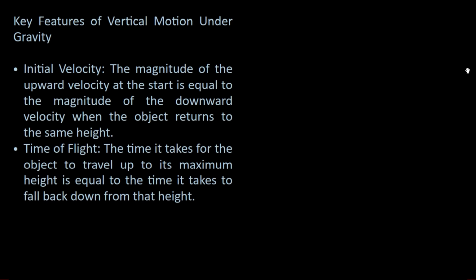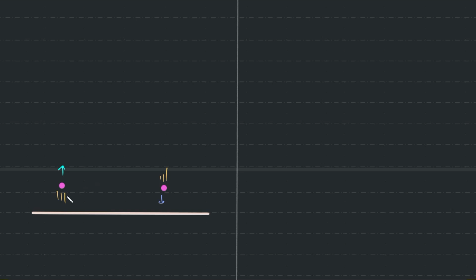We have seen that when we throw a ball into the air, it comes back. But there are certain aspects of this motion that we can be sure of, and that's what we are learning in this video. That is, we're looking at the key features of vertical motion under gravity. The certain properties I'll explain will make more sense.